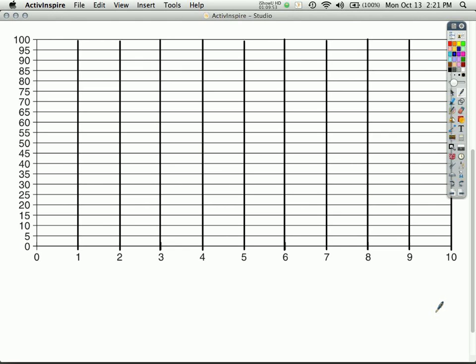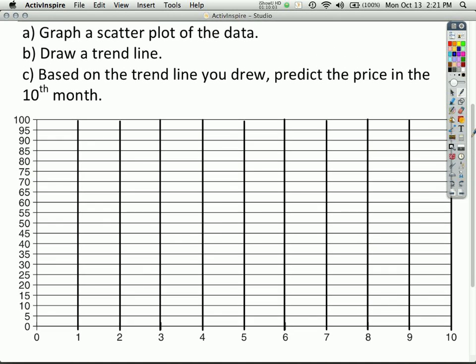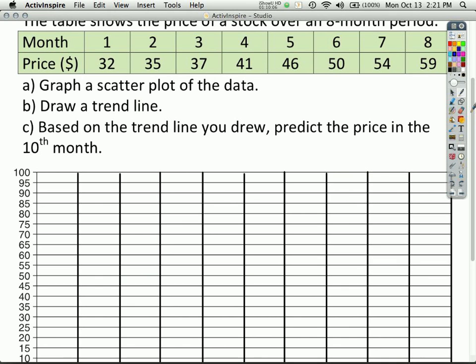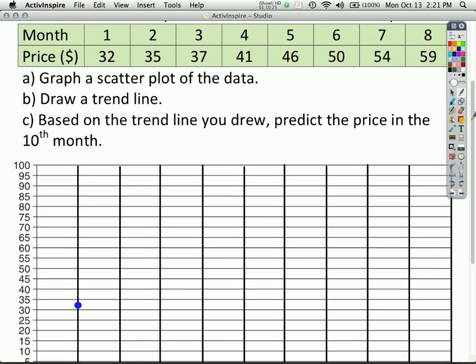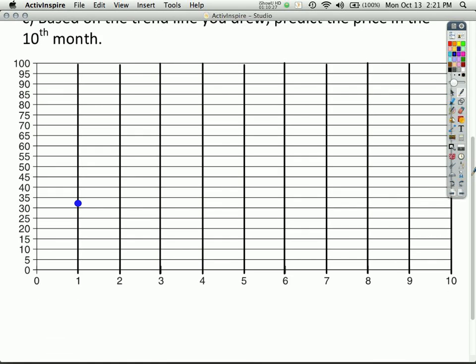All right, so you should be just about set up. So let's take a look at the data. Unfortunately, I'm going to have to kind of move my screen up and down so we can see the table. So in the first month, the price was $32. So I'm going to go over to 1, and I'm going to go to 30, and it's going to be not quite halfway between. That's going to be my first point. Trying to be as accurate as possible with where the points are. Second month, 35. So now that's easy. That's right on the grid.